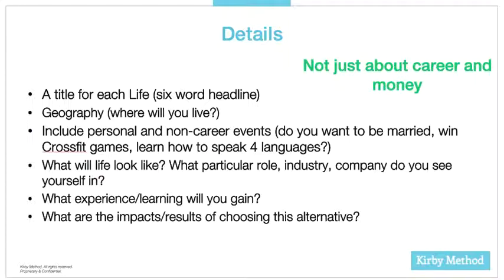So you'll notice a worksheet that you can download. Please download that. It has all these questions and helps you frame how you're designing these three lives. So for each one, you're going to want a title for that life, a 6-word headline. Think about geography. Where will you live? Include personal and non-career events. Do you want to be married? Do you want to win the CrossFit Games? Learn how to speak 4 languages? What will life look like? Is there a particular role, industry, company you see yourself in? What experience and learnings will you gain? And what are the impacts and results of choosing this life?